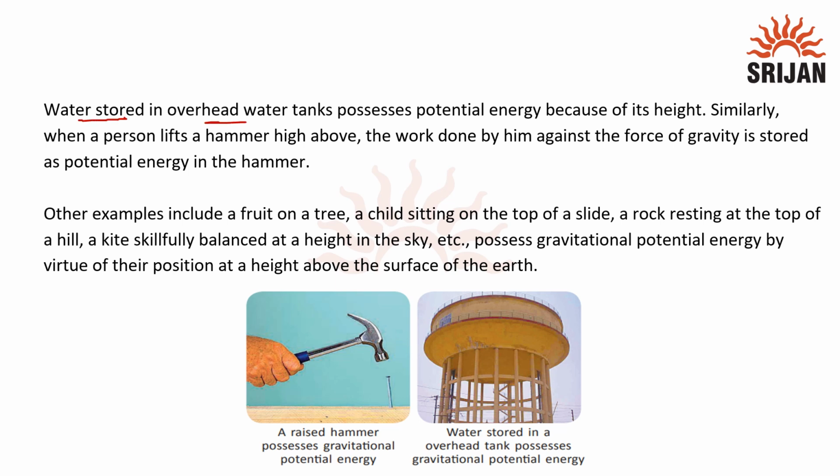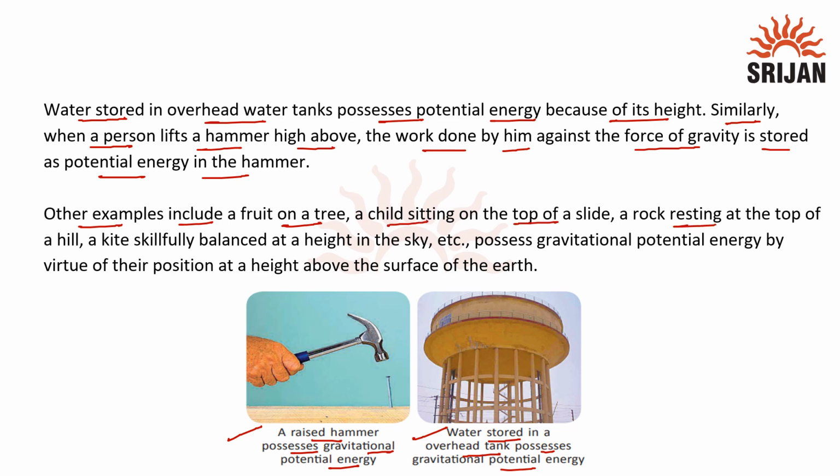Water stored in an overhead water tank possesses potential energy because of its height. Similarly, when a person lifts a hammer high above, the work done by him against the force of gravity is stored as potential energy in the hammer. Here we can observe a raised hammer possesses gravitational potential energy, whereas in the second image, water stored in the overhead tank possesses gravitational potential energy.